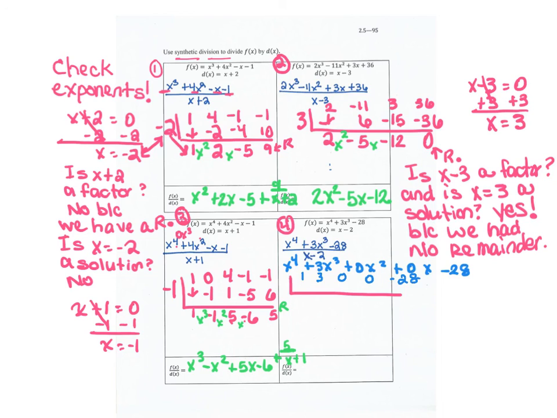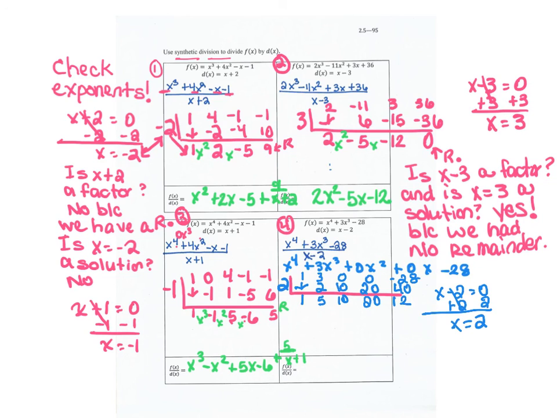And by now I think you know the routine. We're going to take our divisor of x minus 2, set it equal to 0, solve for x, and now x equals 2. That is the number I put here. Bring down my 1 and do my multiplication. 2 times 1 is 2, 3 plus 2 is 5, 2 times 5 is 10, 0 plus 10 is 10, 2 times 10 is 20, 0 plus 20 is 20, 2 times 20 is 40, -28 plus 40 is 12.